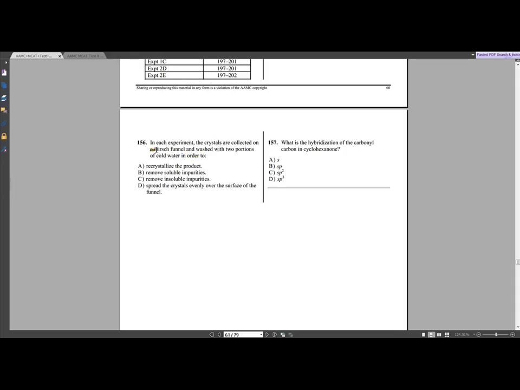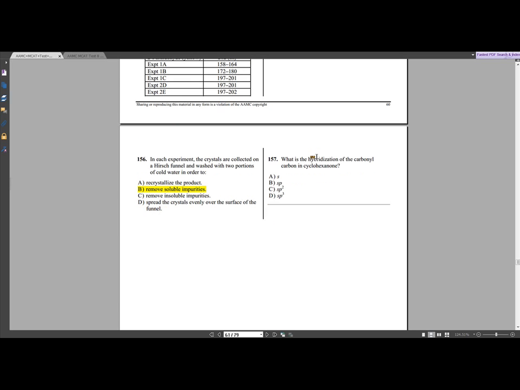Okay, and I don't even know what a Hirsch funnel is. We only use Büchner funnels. I mean, I guess it doesn't matter. God damn. I mean, I know this thing, I guess. Carbonyl carbon, and cyclohexanol. This is something I do know. Is sp2.